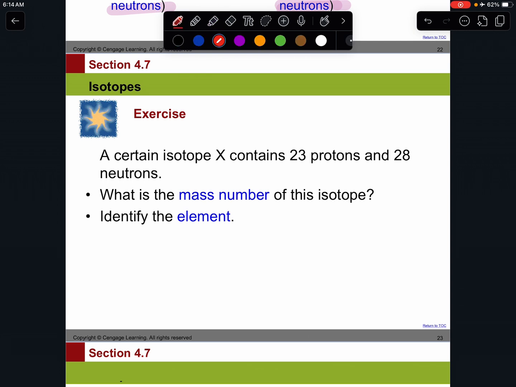So let's go ahead and try an example here. We have a certain isotope, X, containing 23 protons and 28 neutrons. Now, we're trying to identify the element. I find that to be easiest first. First thing we need to do is use the protons to get the identity.